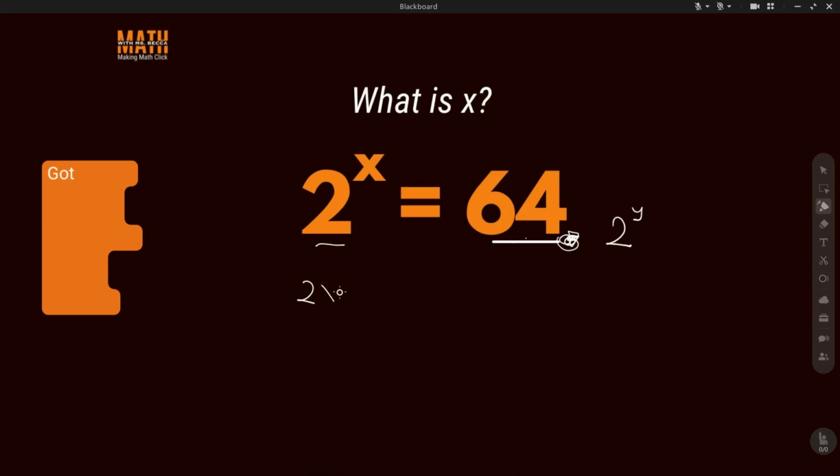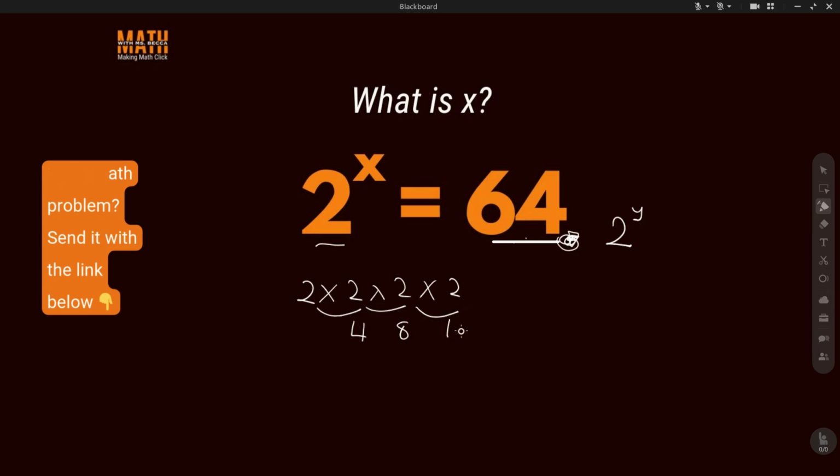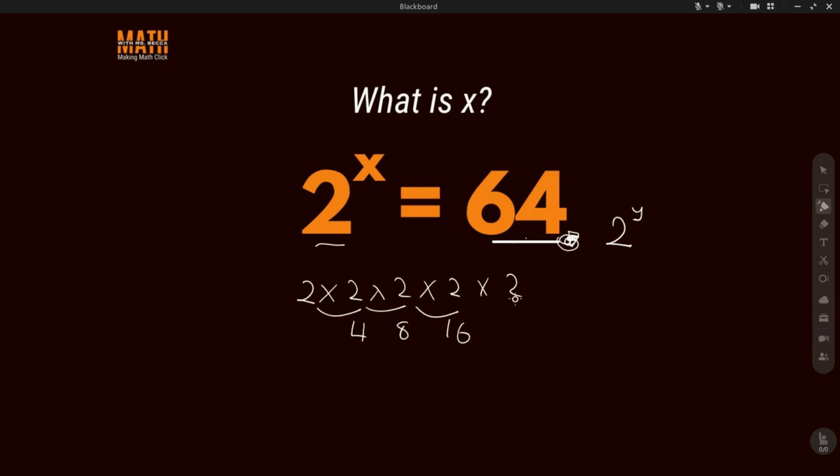So if we say 2 times 2, this will give 4, then times 2, this will give 8. We keep multiplying till we get 64. Times 2, this will give 16, then times 2, this will give 32, then times 2, this will give 64. That means we multiply 2 how many times? 1, 2, 3, 4, 5, 6. This is the same thing as 2 power 6.